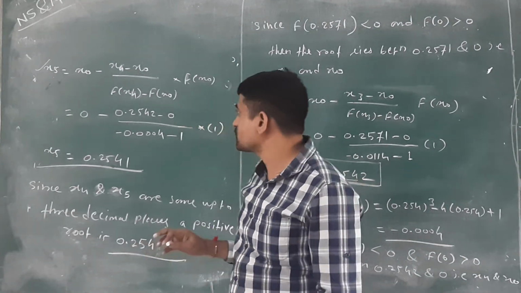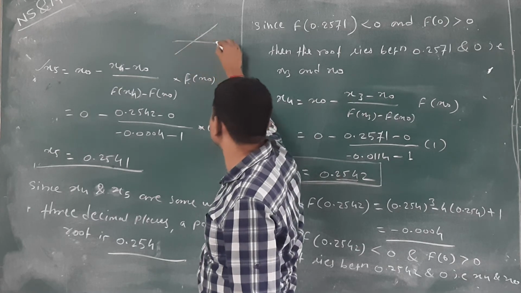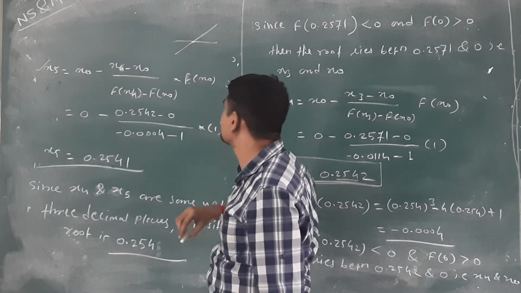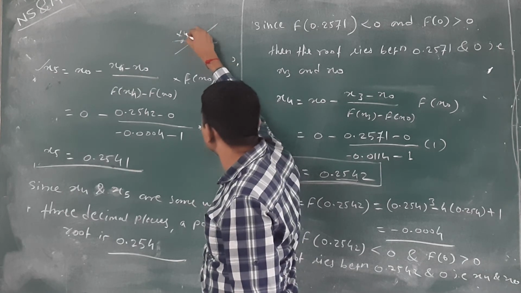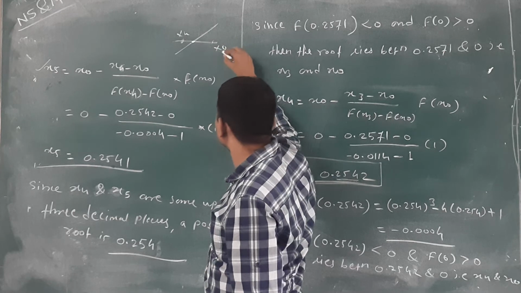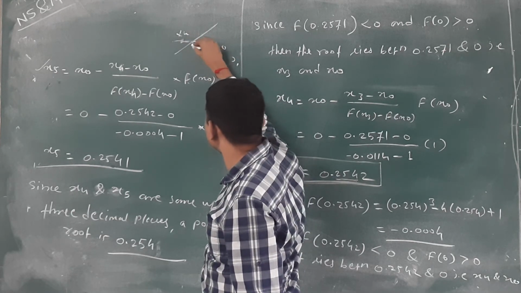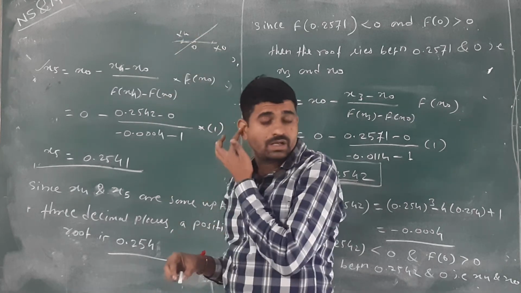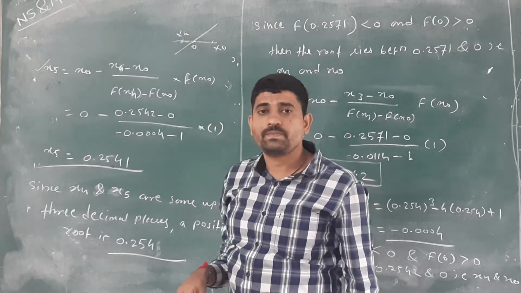Here we want to join with a straight line, and this straight line intersects the x-axis. Suppose here is the lower root and here is the upper root of x cube. We have to take which root is nearer to 0. Nearer to 0. Okay. All of you getting? Yes.